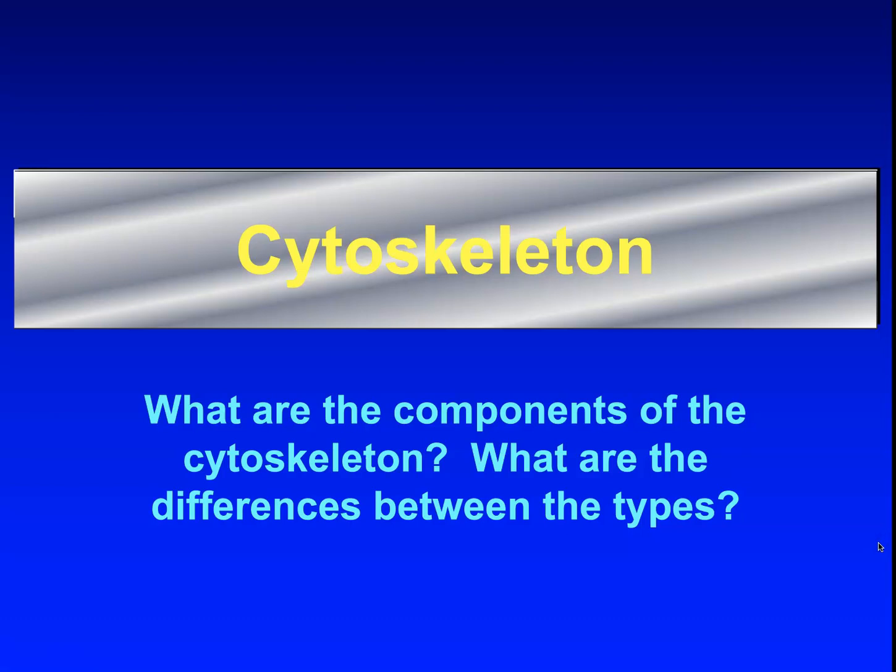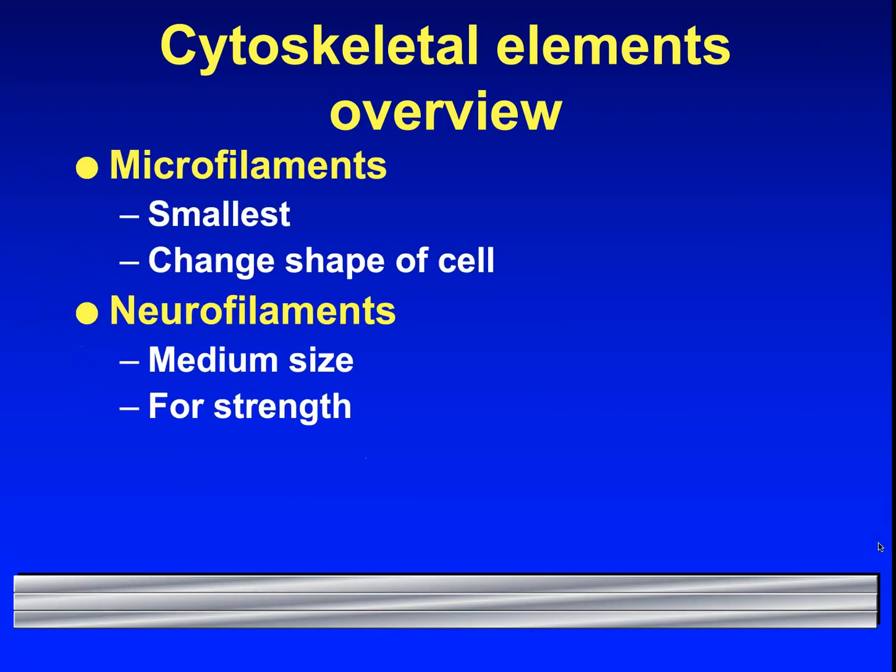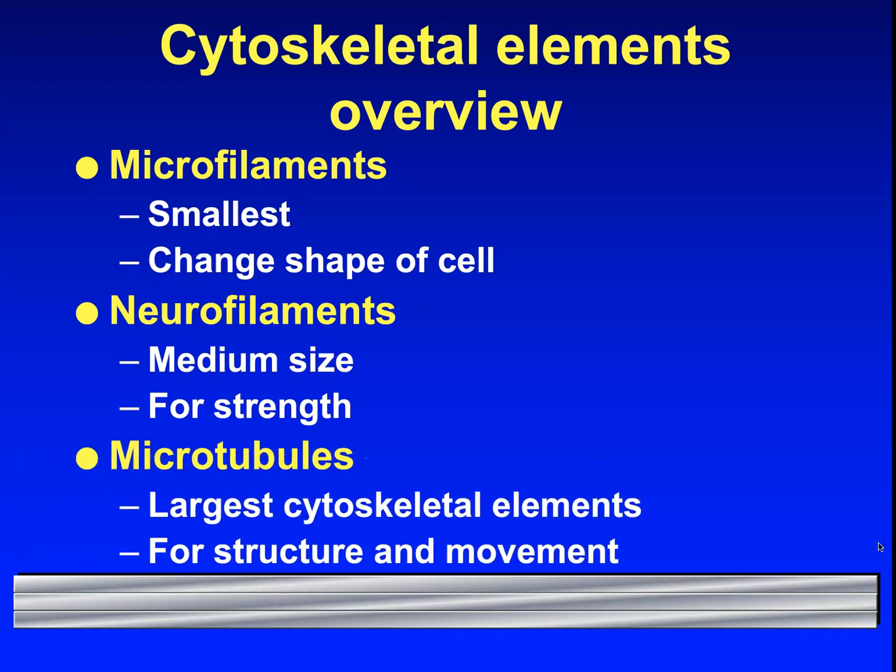So let's talk about the cytoskeletal elements. So what are the components and what do they do and what are the differences? So just big picture. We have microfilaments. These are the smallest, and I'll explain what they do. They do things like changing the shape of the cell. Neurofilaments, those are the medium size, and those are for strength, and then microtubules are the largest. So here, I just arranged them in order of size, and then I'm going to spend a second to tell you what they do.